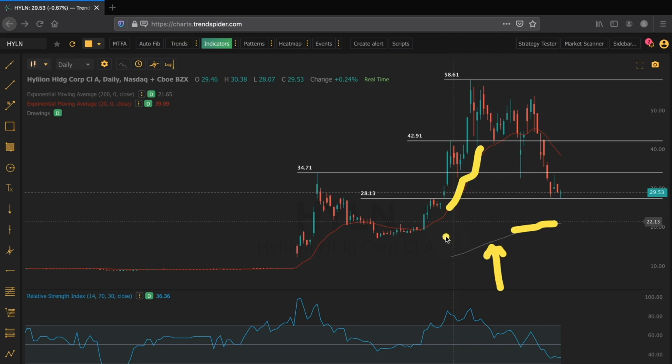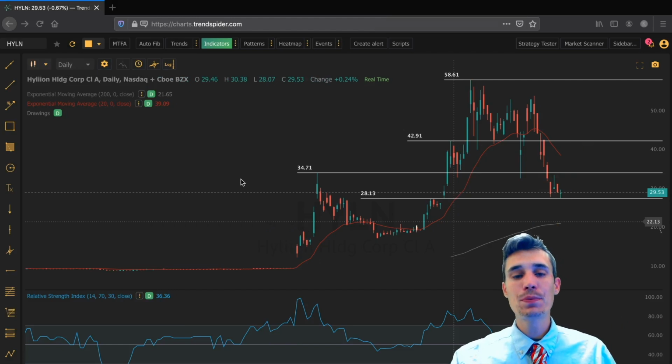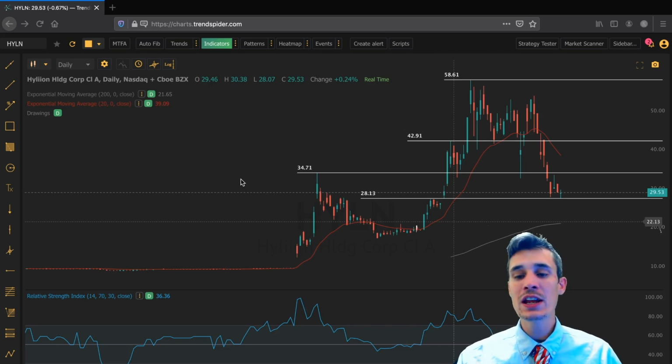20 EMA, this is a faster EMA. It's going to be more reactive, and if the stock is trading way above the 20 EMA, it's probably too extended to buy. But if it's trading way below the 20 EMA, like Hyliion is right now, you're probably too extended to the downside, and a pop back up towards the 20 EMA is likely to happen. And you can use the support and resistance lines and the exponential moving average indicators together to better improve your odds of finding a winning investment and finding a winning trade.